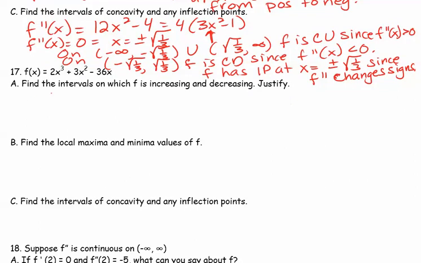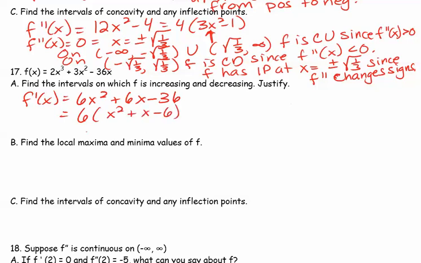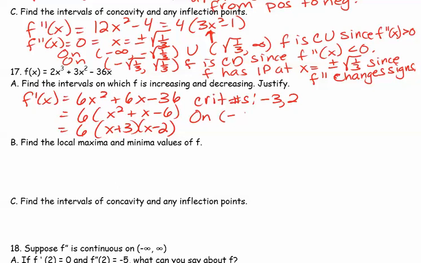All right, lots of problems here. Find increasing and decreasing again. F prime of x is 6x squared plus 6x minus 36. And let's write it in factored form. x plus 3, x minus 2. So our critical numbers will be at -3 and +2. And let's test our intervals. Again, they're single roots, so you expect the intervals to alternate.